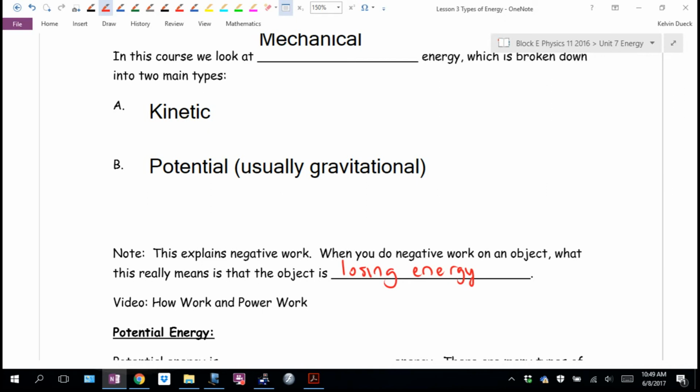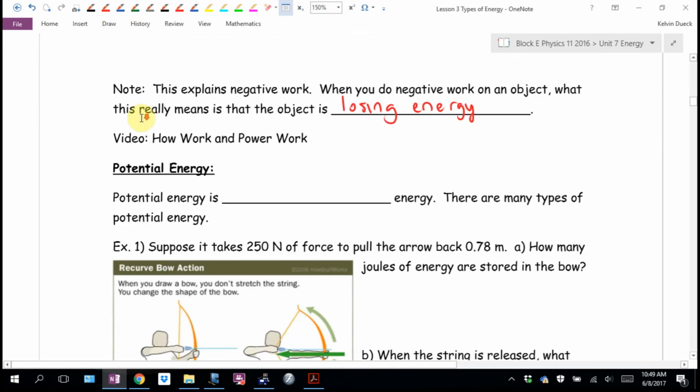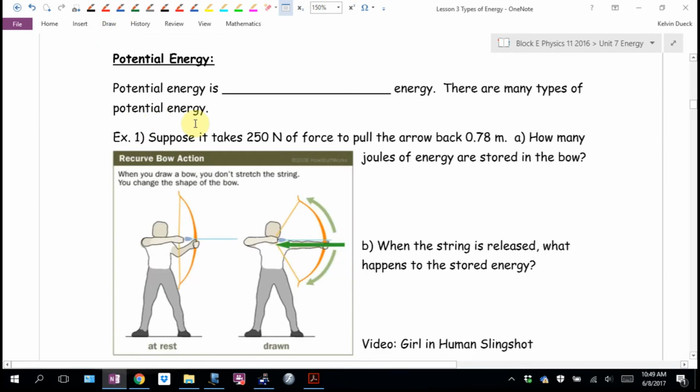A loss. There's a video, I'm going to show you the video another time. I want to show you a couple other videos and give you some time to work on the homework. So let's look at potential energy. Potential energy is stored energy. There are many types.